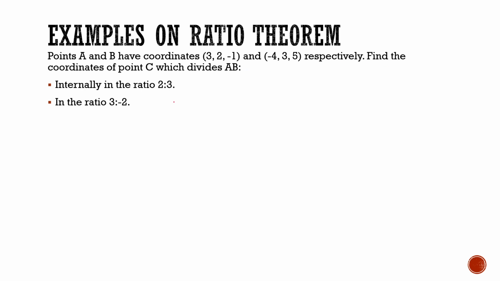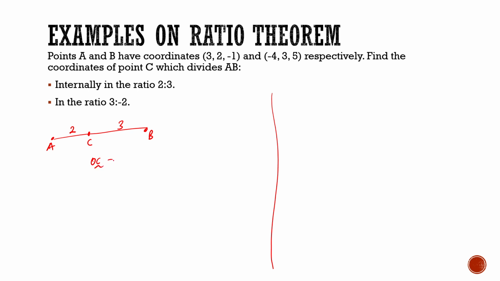We've been asked to find the coordinates of point C, which divides AB, first internally in the ratio 2 to 3. So you could have a small sketch of this, or you could skip straight to the calculation if you know what you're doing. This sketch is not to scale, but if you have the points A and B just there, then point C should be around there, which divides AB in the ratio 2 to 3.